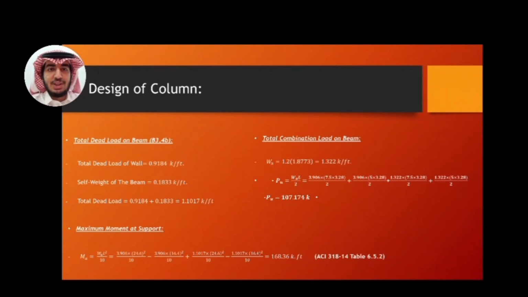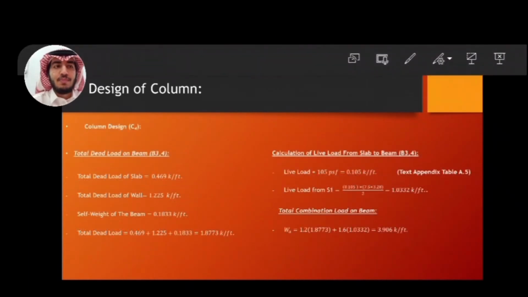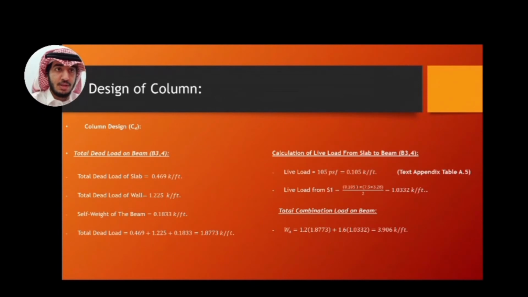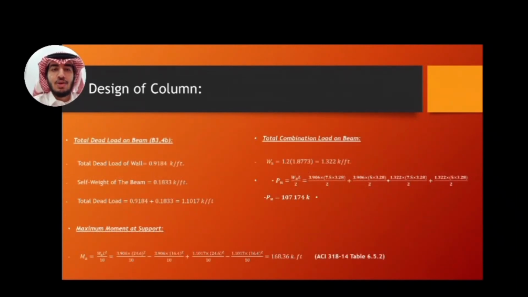Bismillah ar-Rahman ar-Rahim. Now I'm going to explain column design, column number 4, which is equal total dead load for beam 3-4, and live load, which is equal total combination load of the beam, and total dead load for beam 3-4B, which is under the beam number 3-4 exactly.